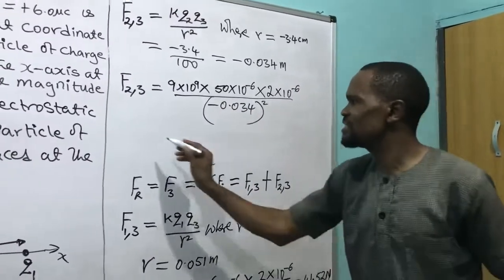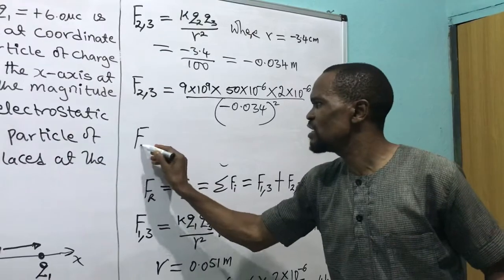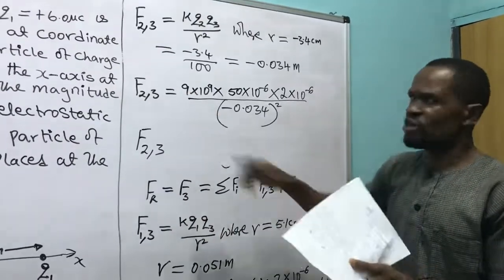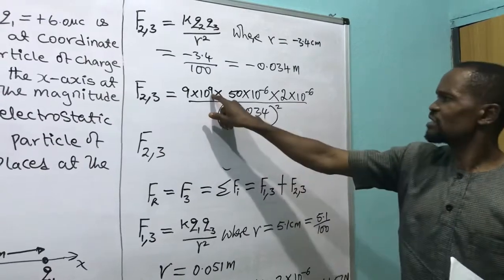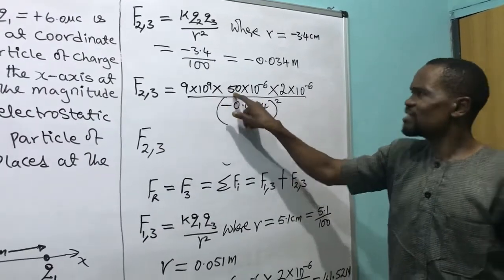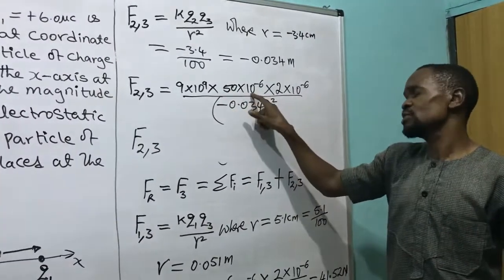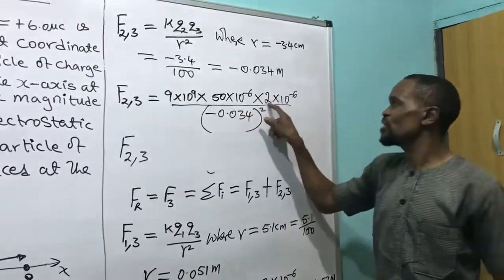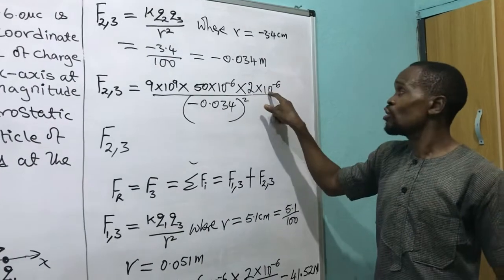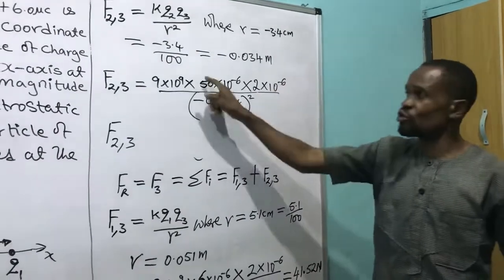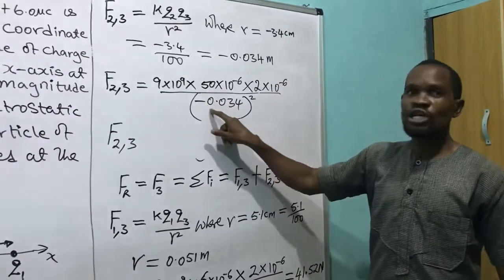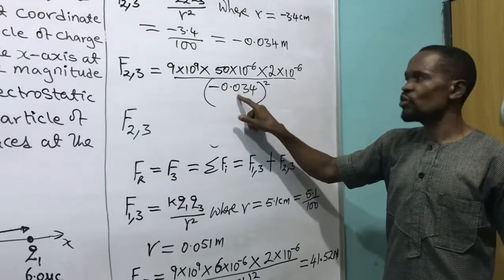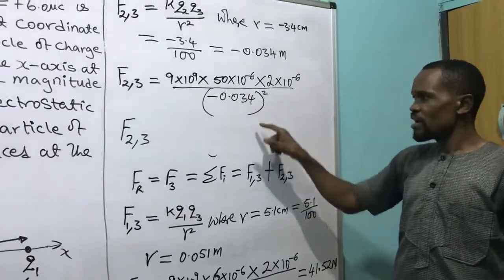Then when you press this in your calculator, as I explained on the first one, you open bracket, press 9, press shift, press 9, log, press 9, press times, press 50, press shift, press log, press minus 6, press times, press 2, press shift, press log, press minus 6, close the bracket, open bracket again, minus 0.034, close the bracket, square.